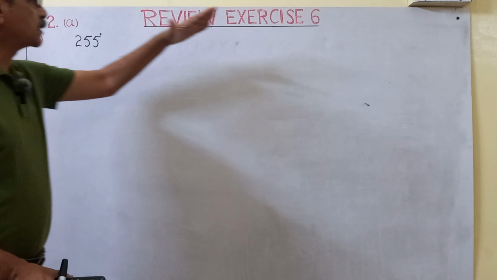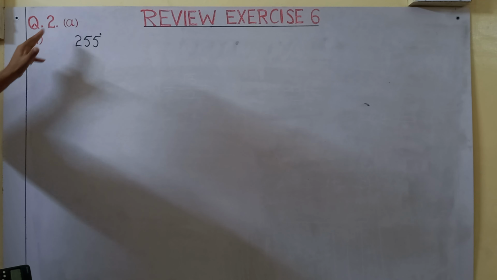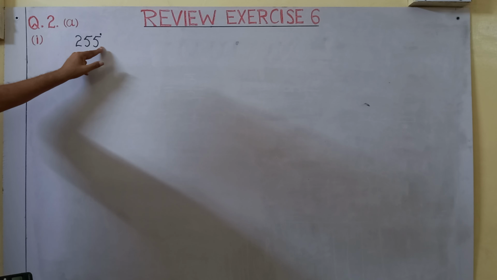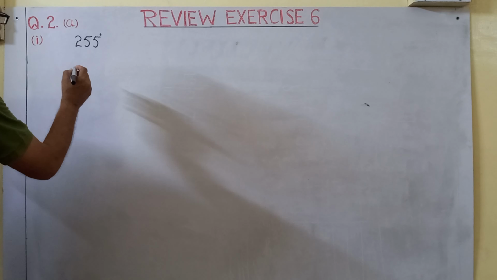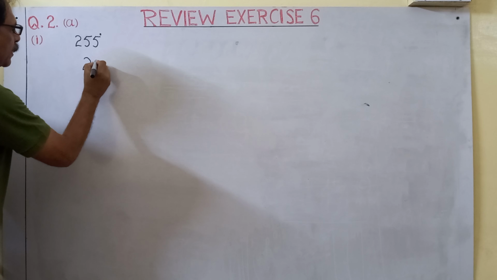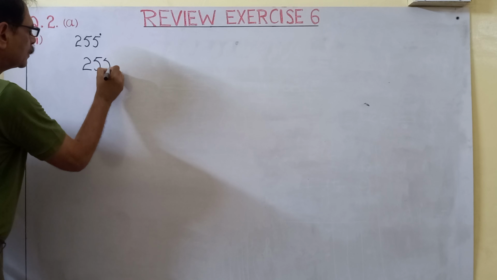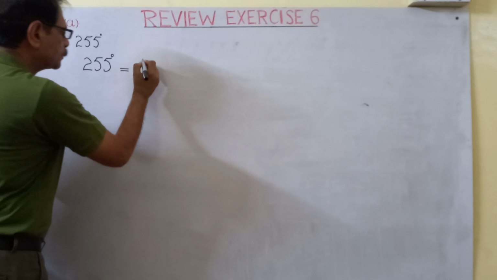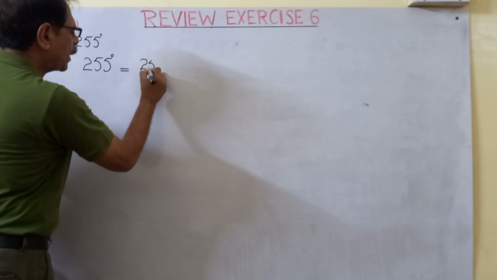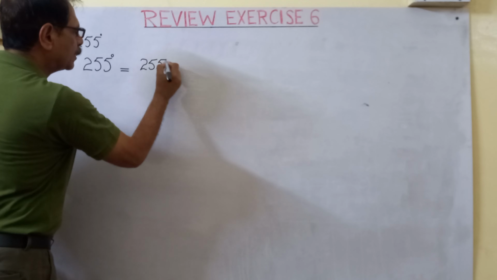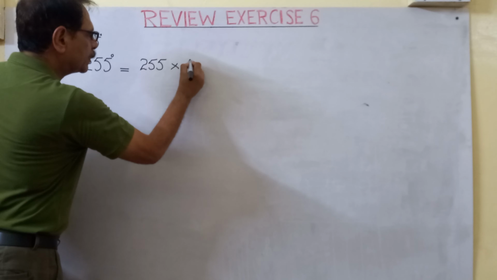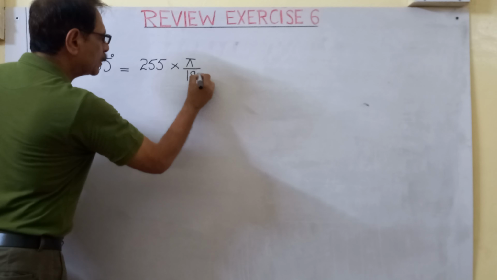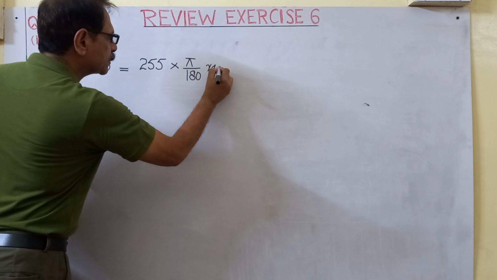Review exercise 6, question 2, part A, part 1. Convert 255 degrees into radians. 255 degrees equals 255 multiplied by pi over 180 radians.